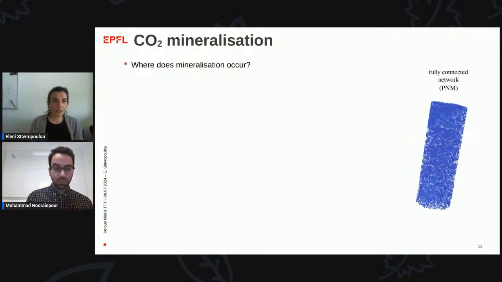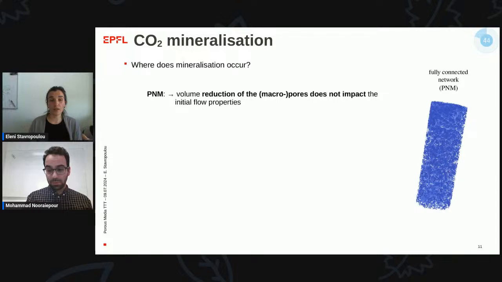This can actually help us to better understand where this mineralization might occur. So mineralization, in case it happens, causes precipitation and so some pore reduction, and eventually that's what we saw with this flow decrease. So we have now this model. If we try to touch the macropores, so try to reduce their diameter, their size, we see that there is really no impact on the flow properties of the material.